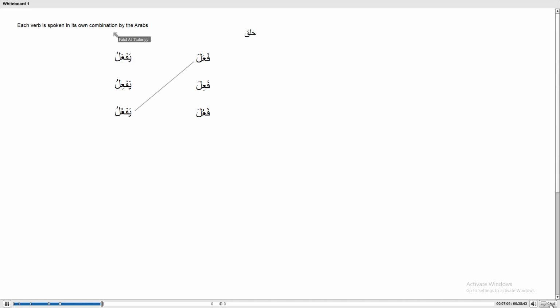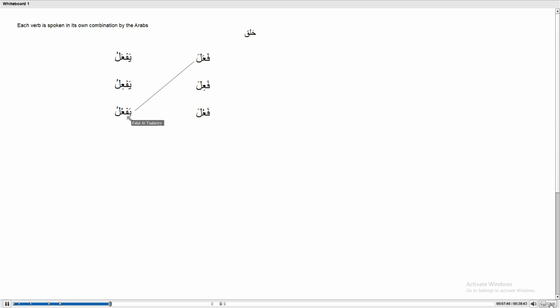So all the verbs that follow this combination, this combination is known as chapter 1. So chapter 1 is fa'ala yaf'ulu. What does that mean? That means that there are certain verbs that follow this combination only. واضح? Clear? Alright.